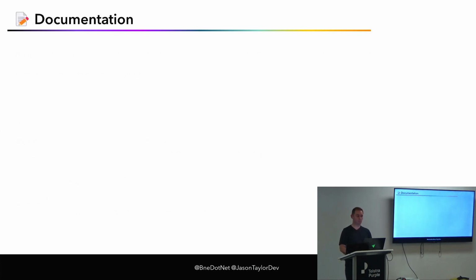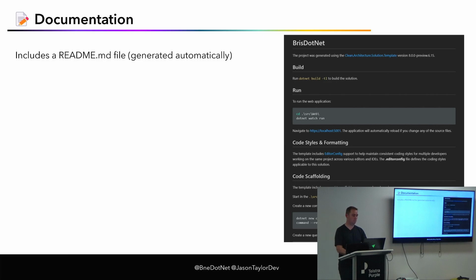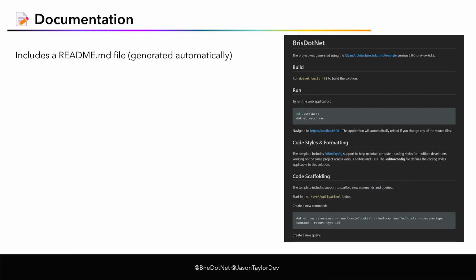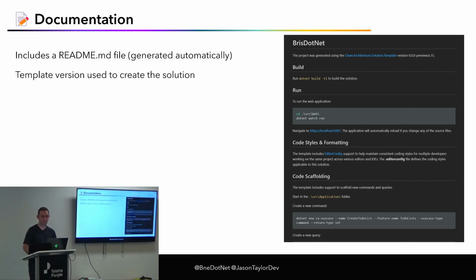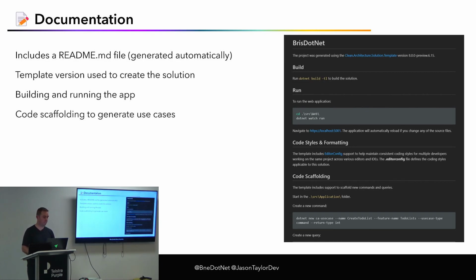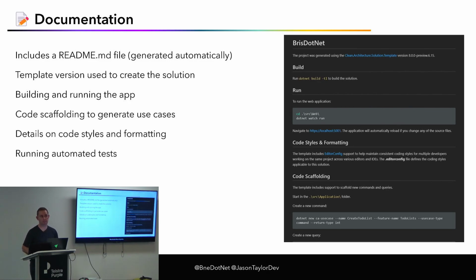All right, documentation. As mentioned, it includes a README.md file, which is generated automatically. And the file content is based on the type of solution that you create. So the README will change depending on whether it's React or Angular or a web API. It includes basic details such as the template version used to create the solution, so that if you decide to upgrade to a new version of the Clean Architecture Solution template, you can compare those versions. It includes how to build and run the app, code scaffolding to generate use cases, details on code styles and formatting, which is basically using editorconfig, running automated tests, and where to find help and other resources.